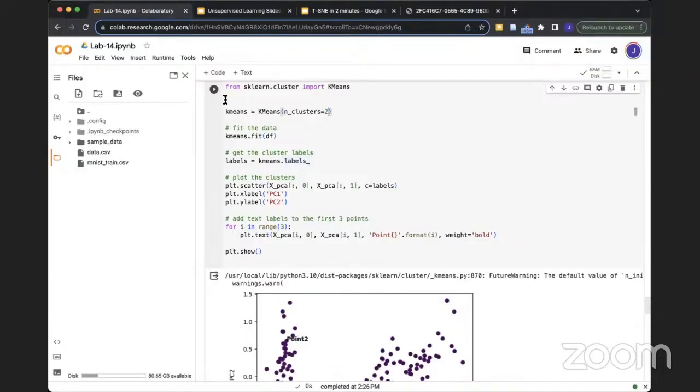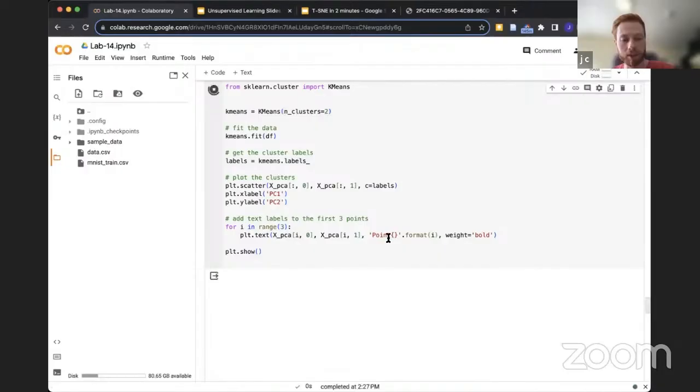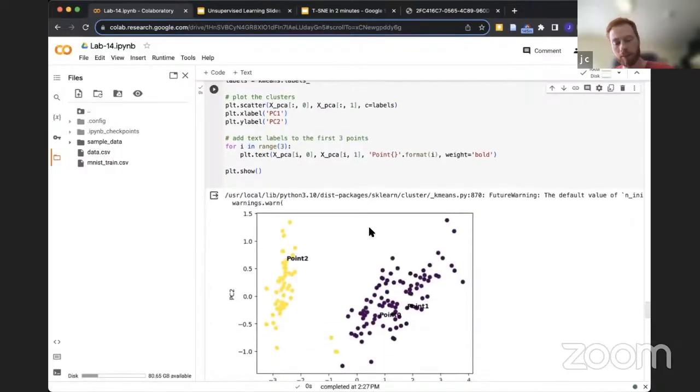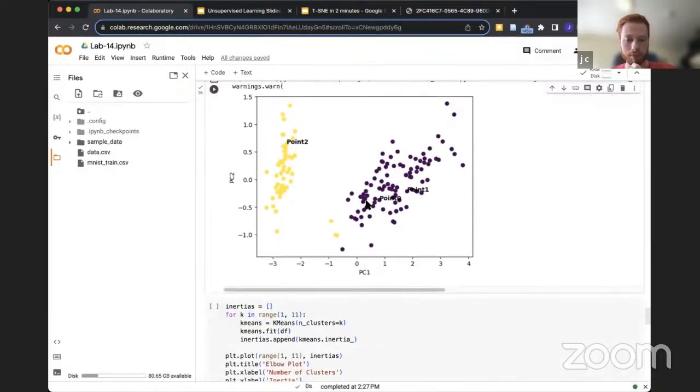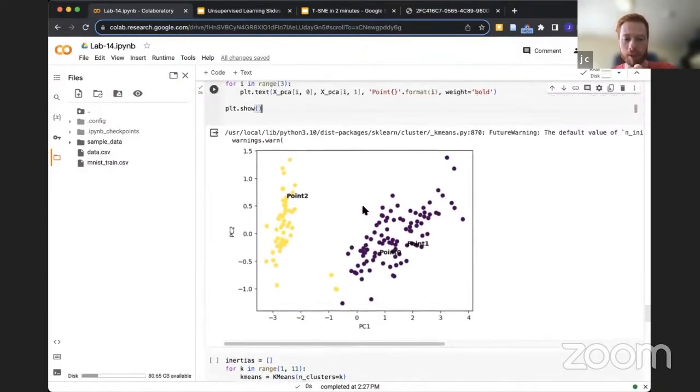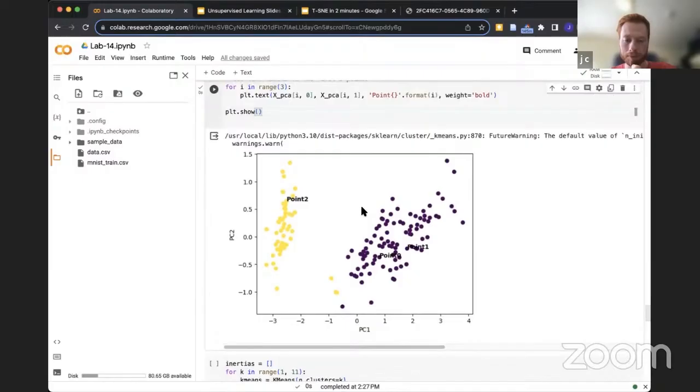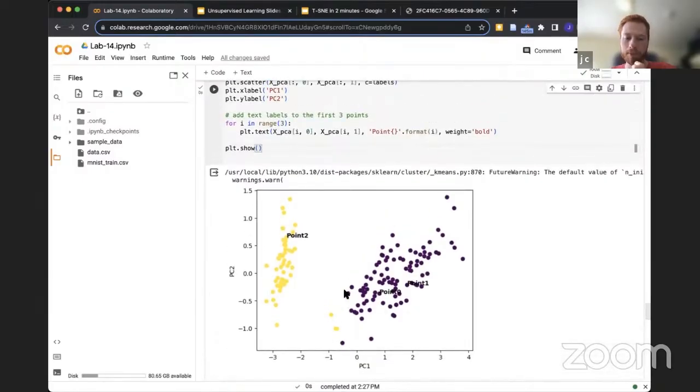Okay, now let's run k-means with 2 clusters and see what we find. As expected, we find 2 clusters, and it's reasonably happy. All that's a bit annoying are these yellow points. But I think we can live with that one.